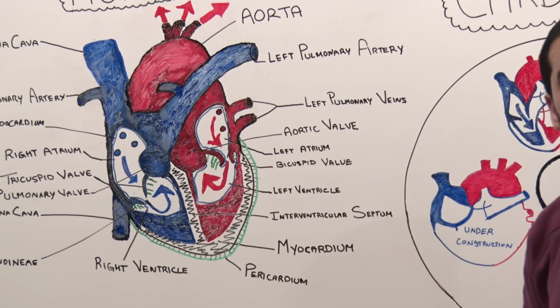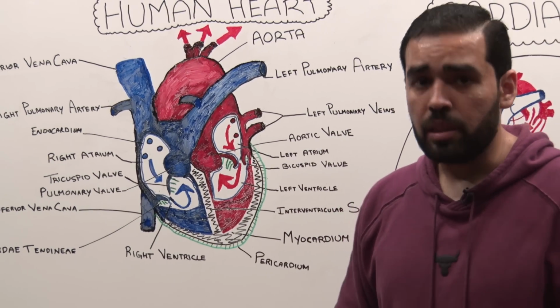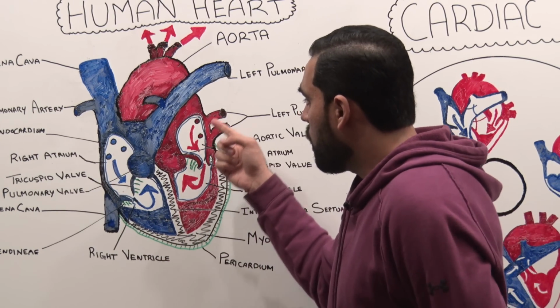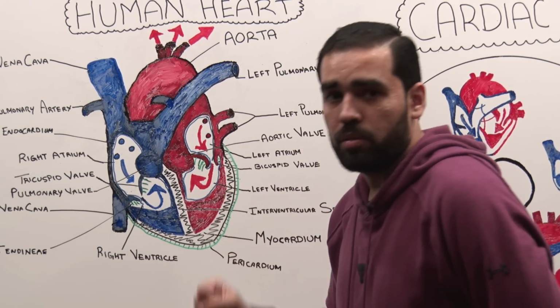Now, when it comes into the left atrium, the blood that is present over there is very rich in oxygen. It's oxygenated blood. So, from the left atrium, through the mitral valve, it will come into the left ventricle.